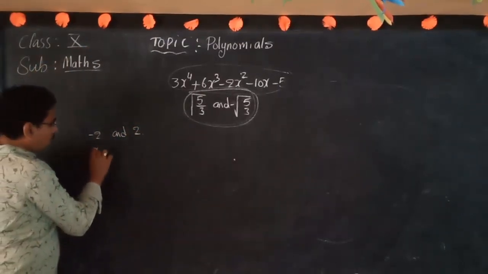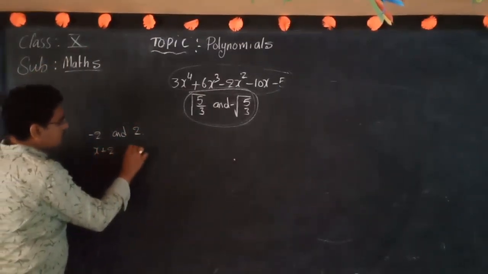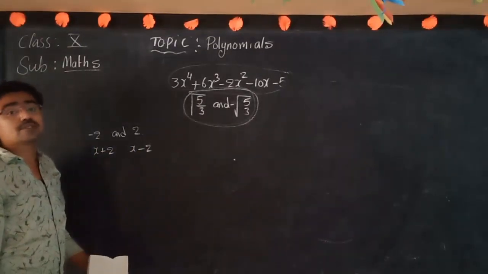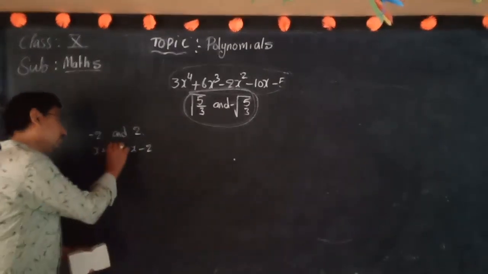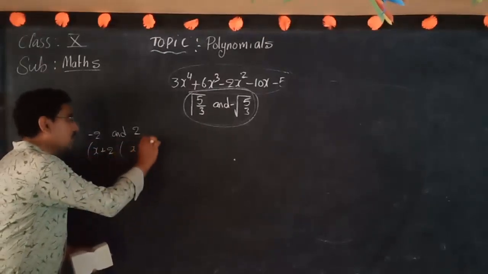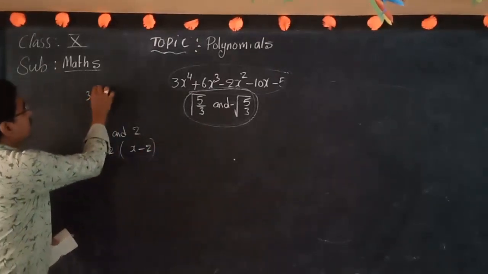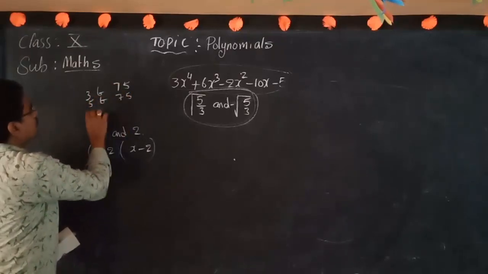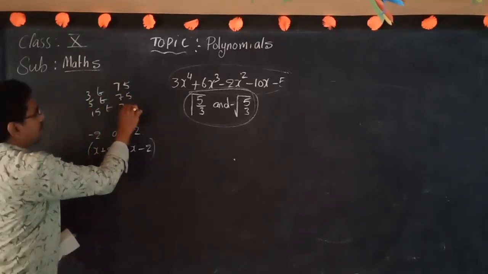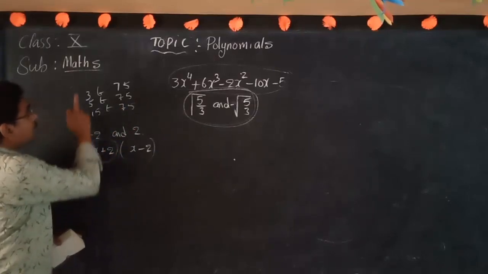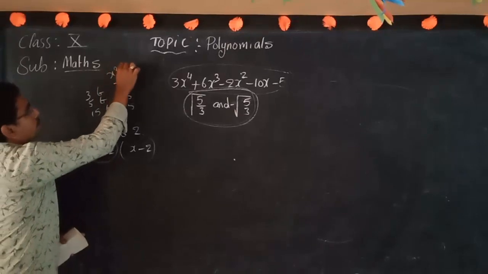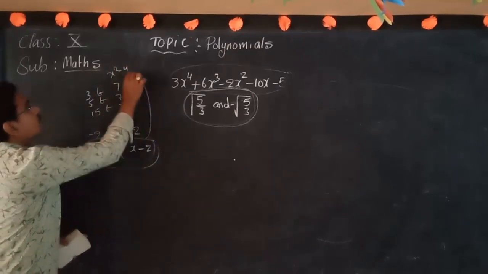In this case, x plus 2 and x minus 2 are the factors. This product is also a factor. Normally, 3 is a factor of 75, 5 is a factor of 75, and next 15 is a factor of 75. Like this, x plus 2 is a factor of x square minus 4, x minus 2 is a factor of x square minus 4. Then this product is also a factor of this one or not?